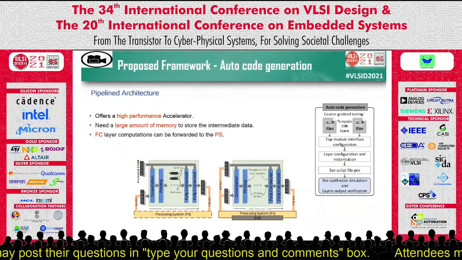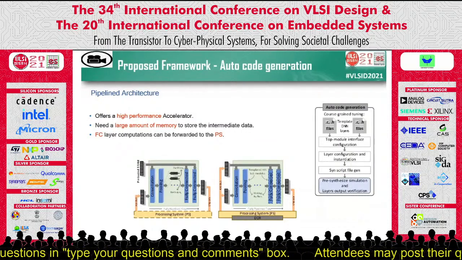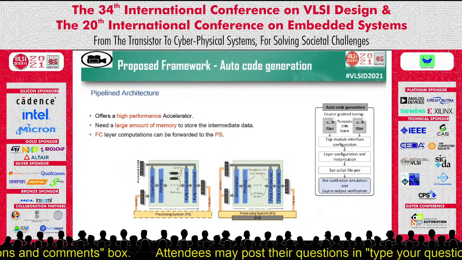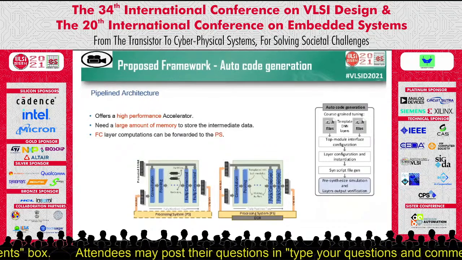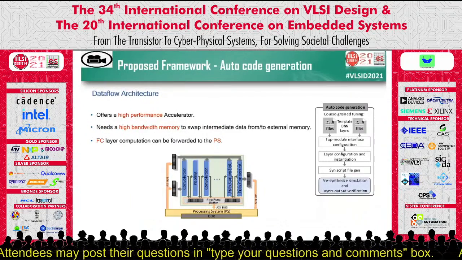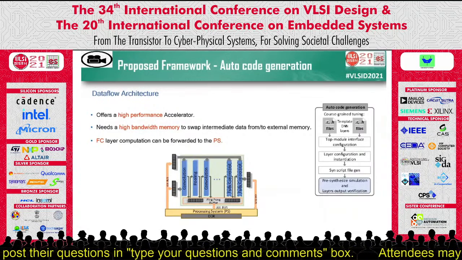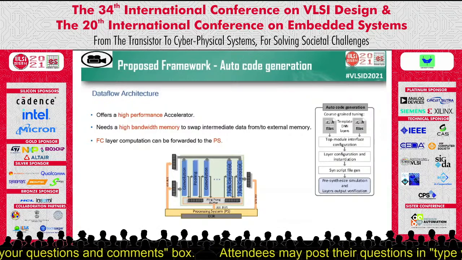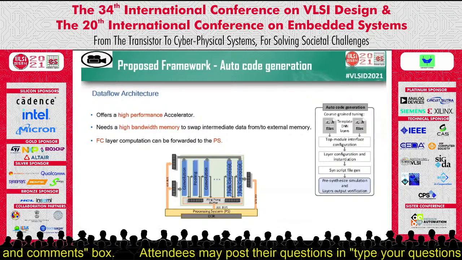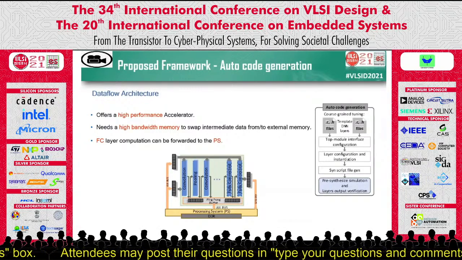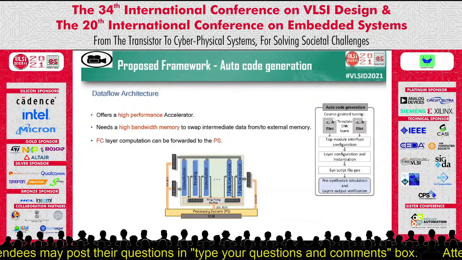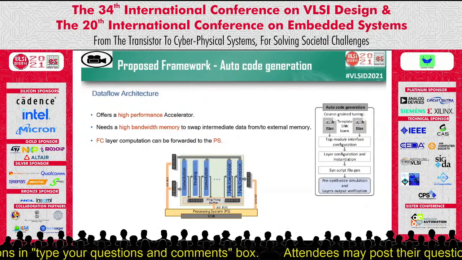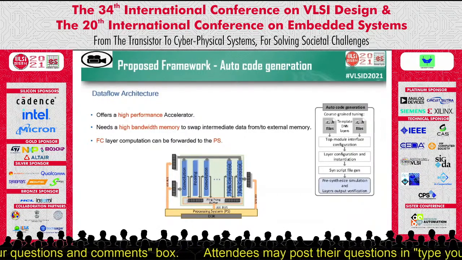These are pipeline architectures. A fully pipelined architecture offers a high-performance accelerator, which requires a large amount of memory to store the intermediate data. The data flow architecture benefits from external off-chip memory to store and load intermediate calculation results. We benefit from a ping-pong buffer to hide each load and store delay in the shadow of calculation delay. Like the pipeline architecture, the data flow architecture can also implement fully connected layers on the PS side.